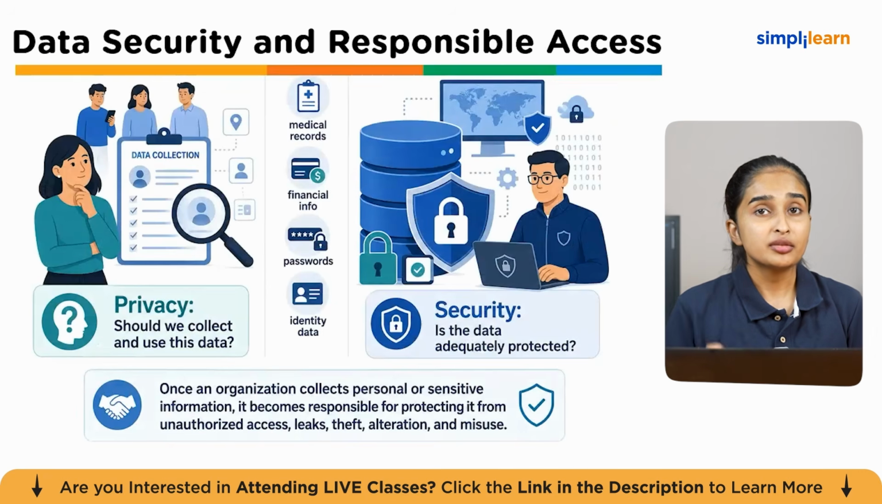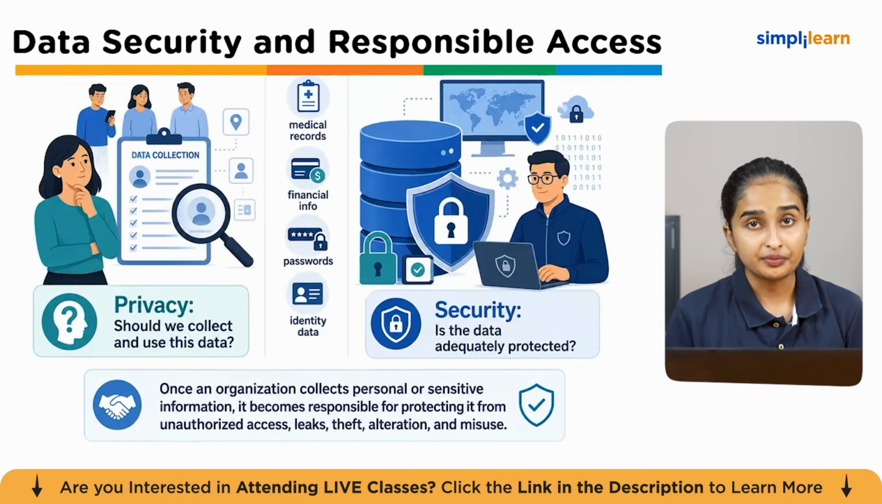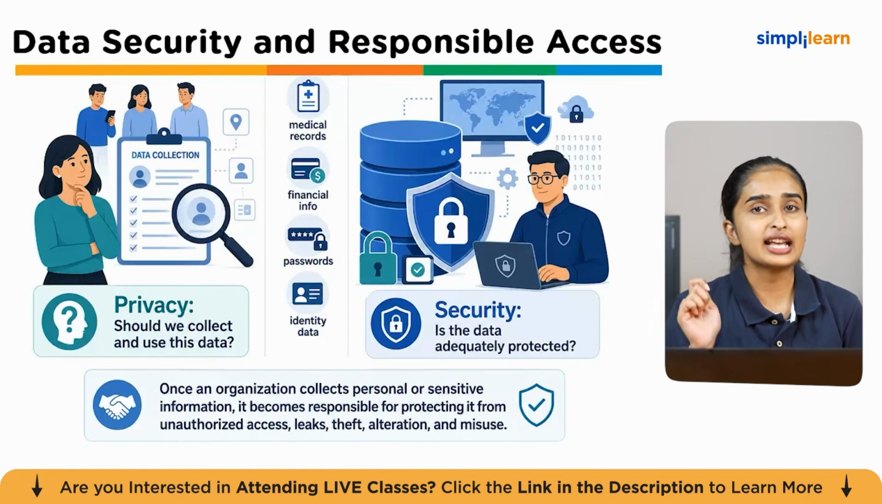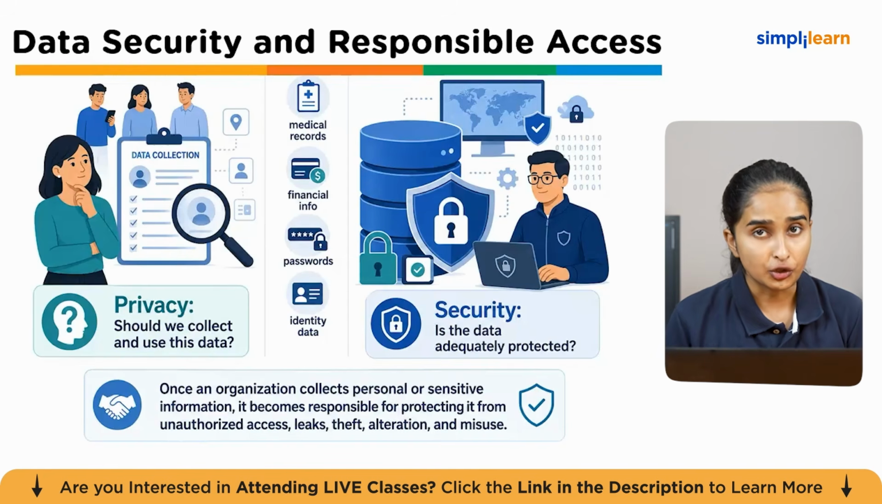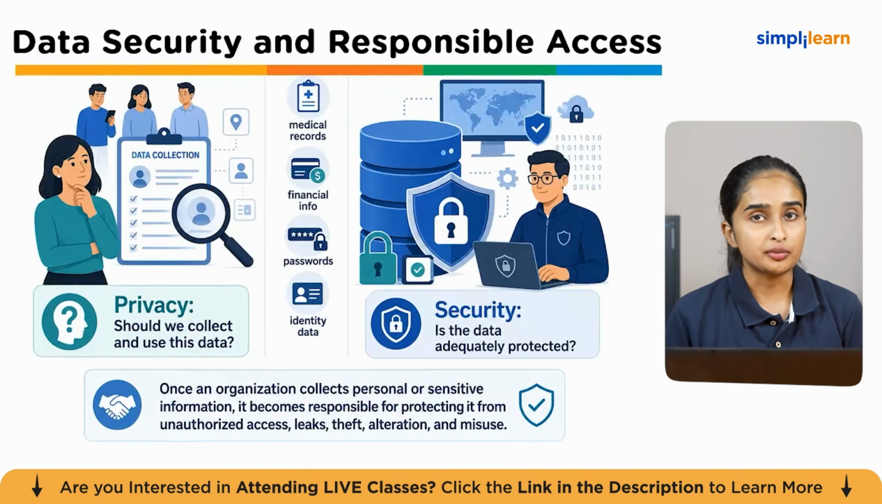Privacy asks whether information should be collected and used. Security asks whether that information is adequately protected. And once an organization collects personal or sensitive information, it assumes responsibility for protecting that data from unauthorized access, leaks, thefts, alterations, or misuse. Now, this is not only a technical cybersecurity issue, it's also an ethical responsibility. IBM's 2026 Cost of a Data Breach report found that the global average cost of a breach reached $4.99 million, illustrating that the financial scale of modern data incidents is huge.